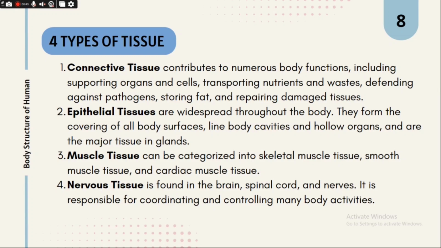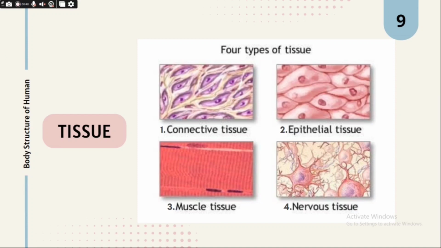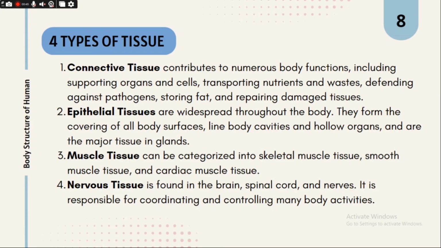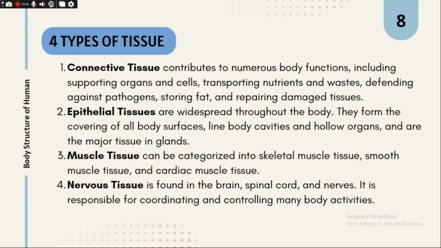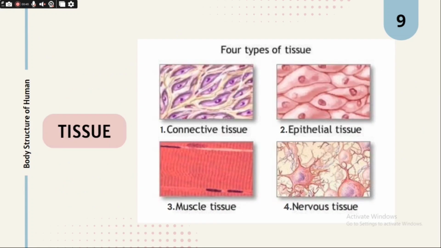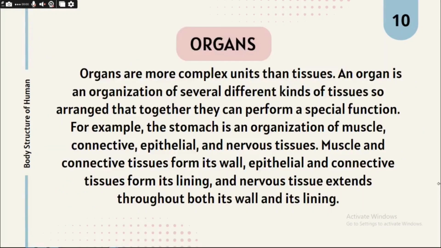As you can see, here are the pictures of the different types of tissues. So, connective tissue, epithelial tissue, muscle tissue, and nervous tissue. As you can see, mukha talaga silang cells that group together. Next is organs.